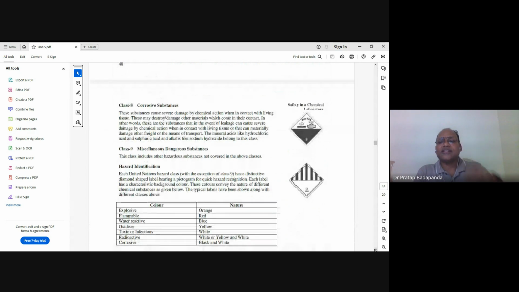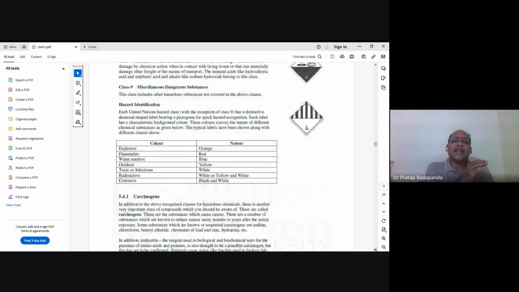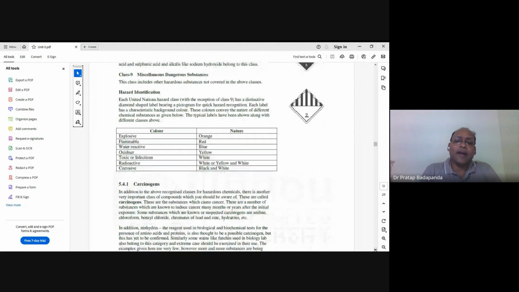Then corrosive substances. They will damage, for example the floor and all the things. So corrosive nature is in that. Then miscellaneous dangerous substances. See that here is the hazard identification. Identification is by color also. This is one area which you can memorize for when you do some kind of work. Nature will be this side, color will be that side.